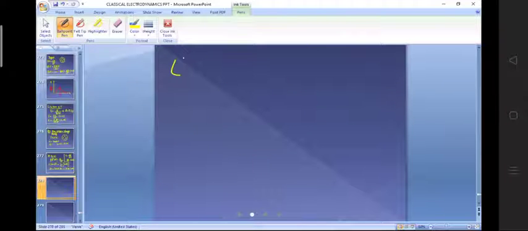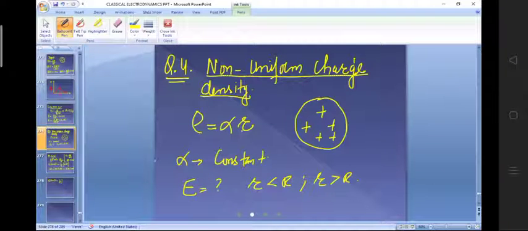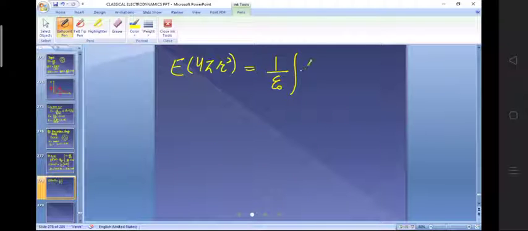Here I will be substituting it. It will be like this: electrostatic field multiplied by 4 pi r square will be equal to 1 by epsilon naught. Rho is not constant, so it's non-uniform, but it's given as a function of r. So in place of rho I will write alpha into r, and in place of d tau I will write 4 pi r square into dr. Fine. And the limits of integration of small r will be from 0 to small r. Why from 0 to small r? Because we are interested in calculating the electrostatic field inside.